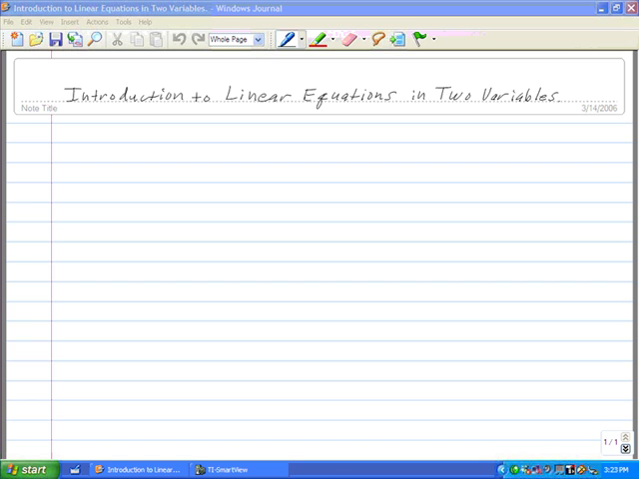We're now going to take a look at a new type of equation. The equation we're going to be looking at is a linear equation in two variables. Now in the past you may have worked with solving linear equations, but these linear equations are going to be a little bit different than what you've worked with before.